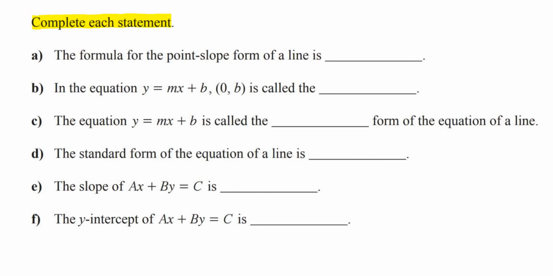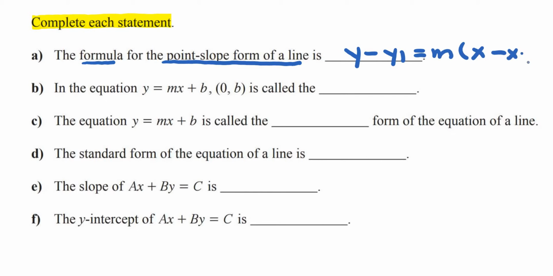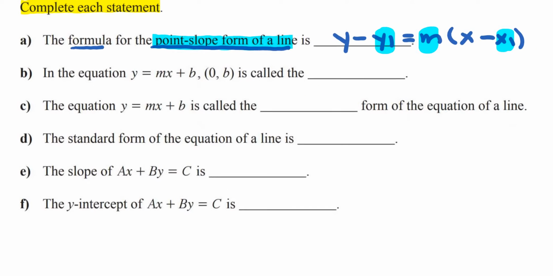So for question number 1a, the formula for the point slope form of a line is simply going to be y minus y1 equals m times x minus x1. So this is the equation of a line where m is the slope, and we're also given the point x1 and y1, and that's called the point slope form of a line. All right, so that's basically a definition of a line there.